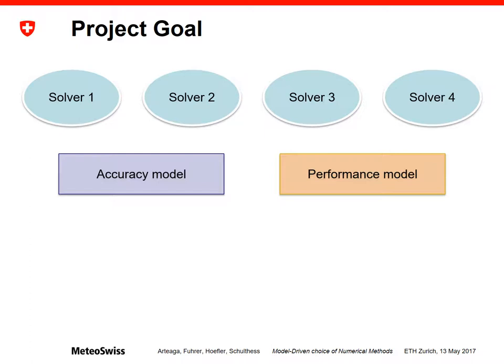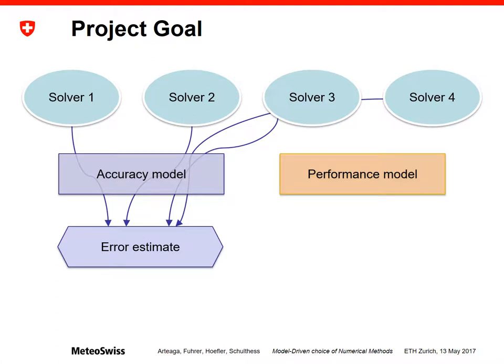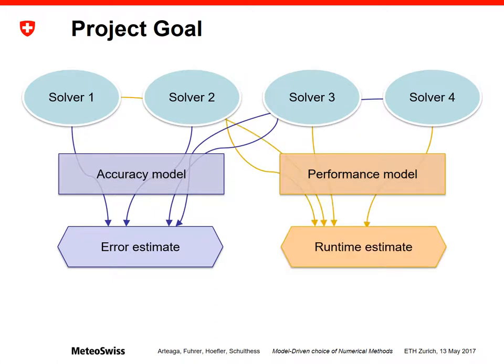We develop an accuracy model and a performance model for each of them. The accuracy model will deliver an error estimate, that is, a measure of the error which the solver will give at the end of the simulation. The performance model will deliver a runtime estimate, or some other kind of measure of the cost of the simulation. It can be time to solution, so runtime, or it could be, for instance, energy to solution.